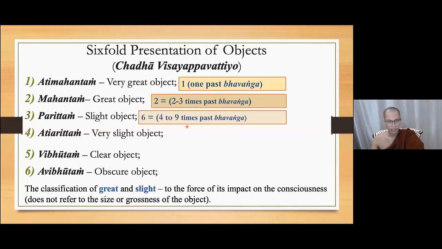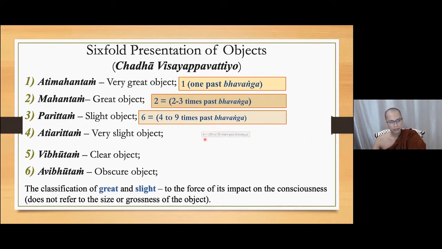So then now understand the slight object. If the past Bhavanga occurs 4 times, 5 times, 6 times, 7 times, up to 9 times, altogether 6 processes. Here 2 times and 3 times, 2 processes. So 4 times to 9 times, we can say there are 6 processes. That is the slight object. Because the object is slight, the time of the past Bhavanga becomes more and more, a longer time of the Bhavanga and shorter in the cognitive process.